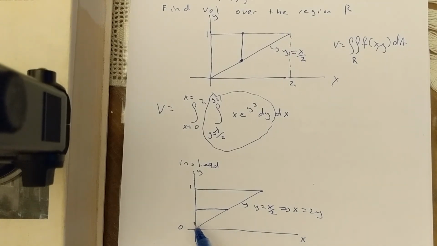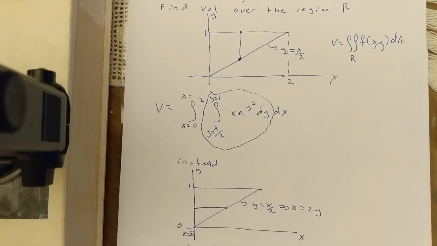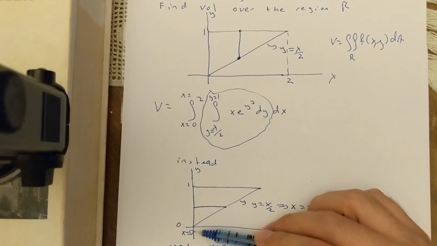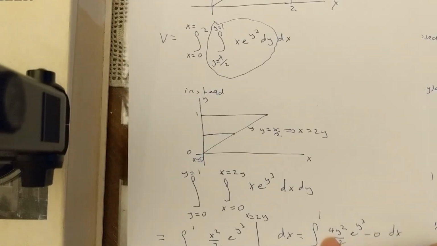And the left hand side is, of course, x equals 0. So the horizontal element, right minus left. Right is x equals 2y. Left is x equals 0, the y-axis. And where is this going to range? Well, the horizontal elements are going to go from bottom to top. So they're going to go from 0 to 1.